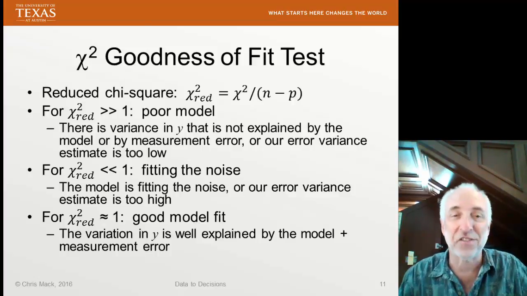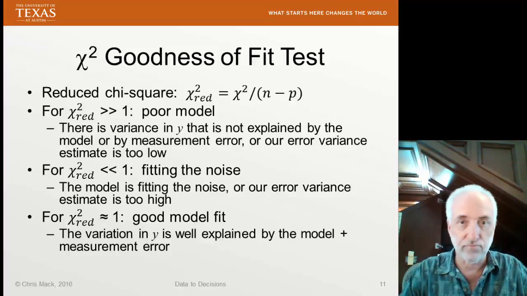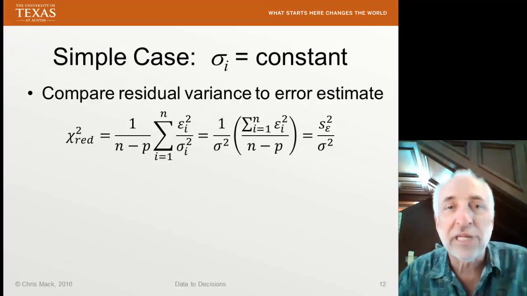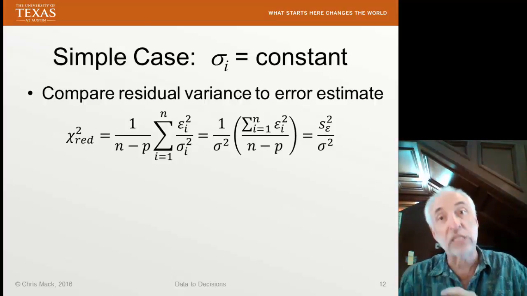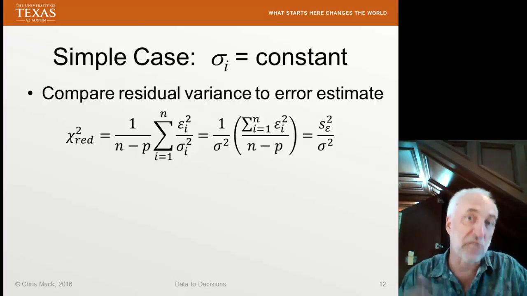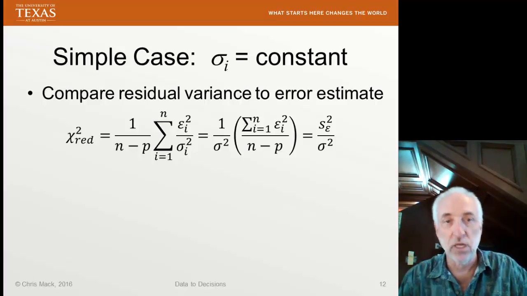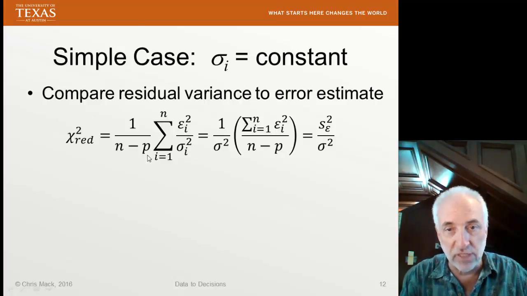That's, of course, the desired situation, what we hope for when we do our fits. Let's look at a simple case. A very common case is where we assume the uncertainty in each measured value is a constant. So sigma I just becomes sigma, the measurement error, for each y value. In that case, I can take the reduced chi-square, which is this formula, take the sigma I squared and pull it out, summation, put it out in front.